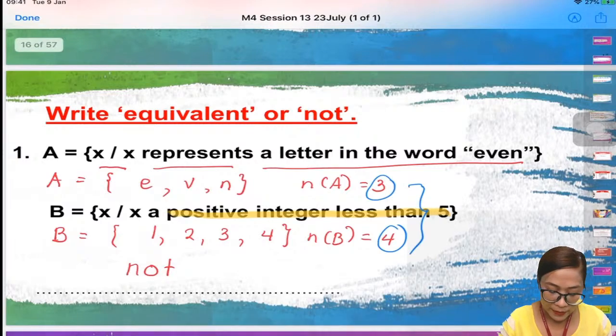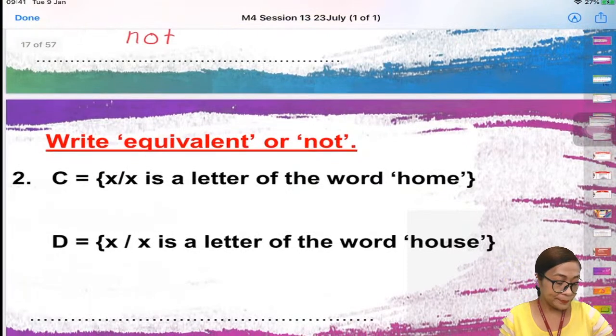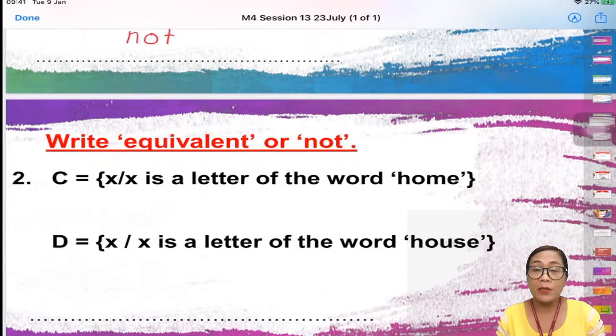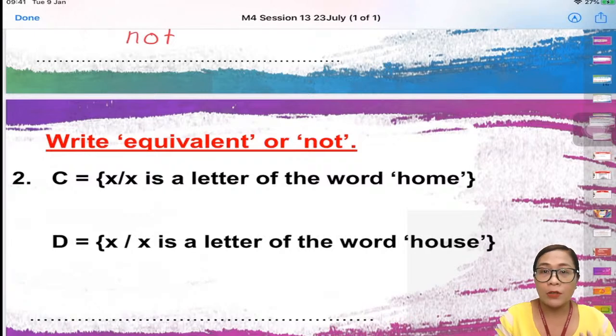This is for equivalent sets. Okay, number 2, write equivalent or not. Maybe you can also read the given set together with me so that you know how to read the set builder form correctly. If you are alone, or with your friends or family members, maybe you can read them together so that you will know if you really know how to read the set in set builder form. Okay, let's start.